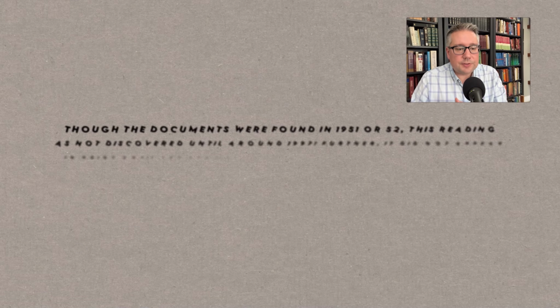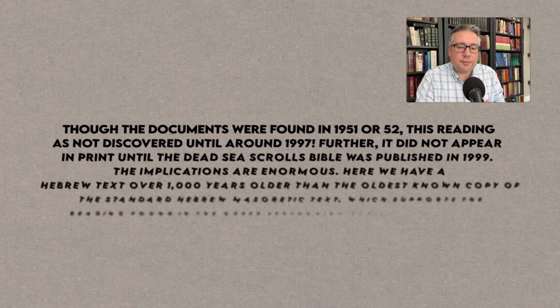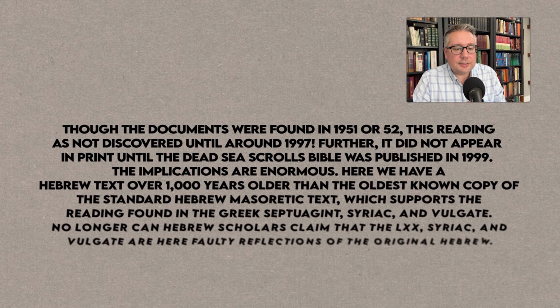hands and my feet." And I'm now going to quote from a man by the name of Conrad Green. He wrote a JETS article and a journal article, and he says this: though the documents, that is this document that I just told you about that contains this reading, though the documents were discovered in 1951 or 52, this reading was not discovered until around 1997. Further, it did not appear in print until the Dead Sea Scrolls Bible was published in 1999.